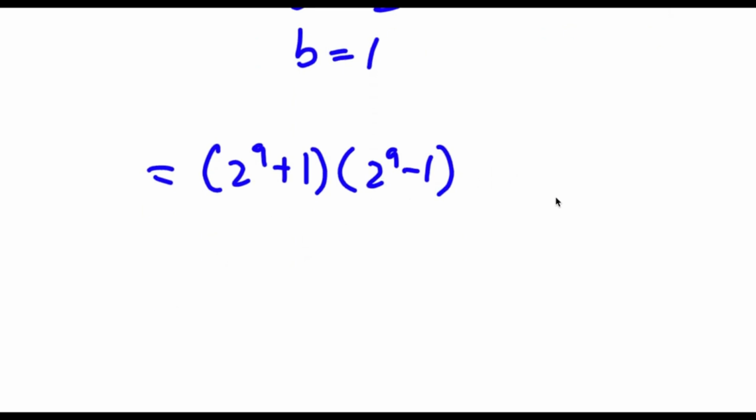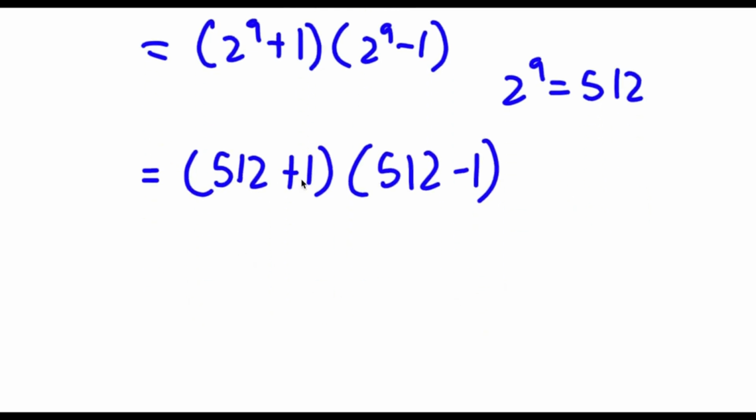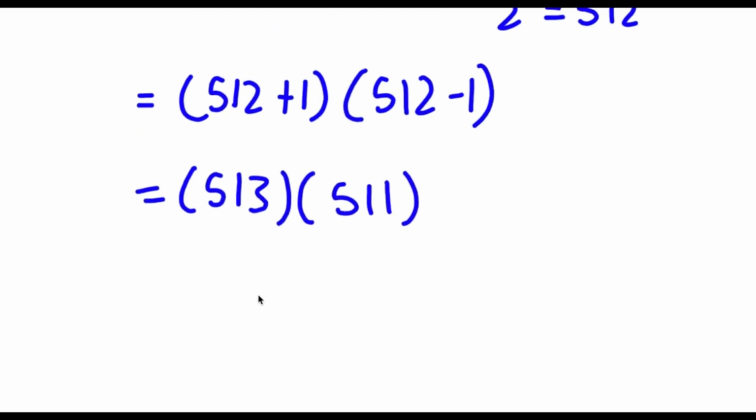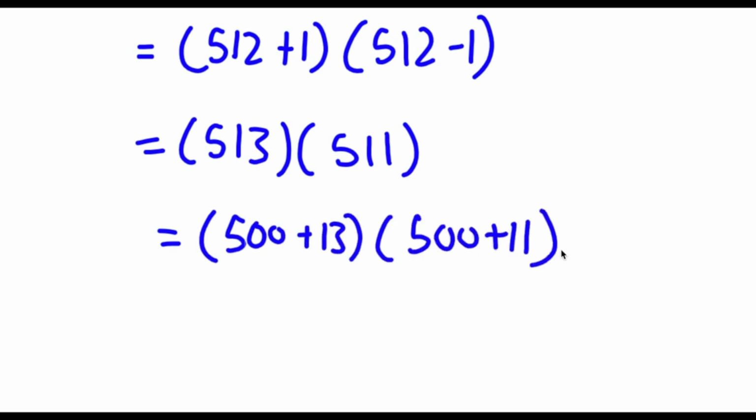So now 2 to the power of 9 is equal to 512. So now I have 512 plus 1 times 512 minus 1. Now 512 plus 1 is 513, and 512 minus 1 is 511. Now I'm going to rewrite this as 500 plus 13 times 500 plus 11.